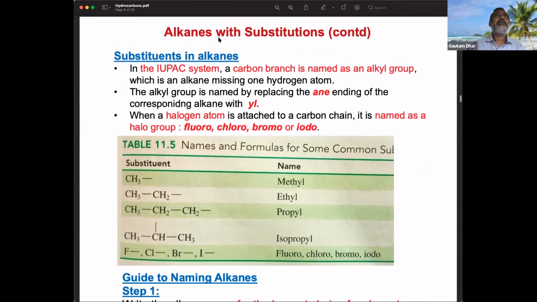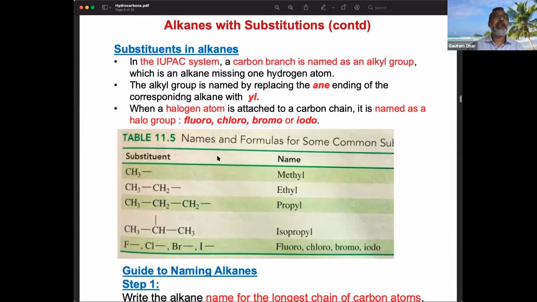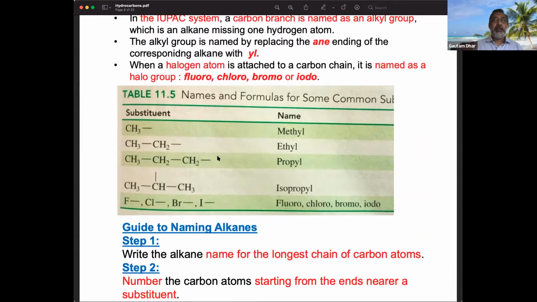Now, alkanes with substitutions. We can basically think of this as a branch. They can have an alkyl group, or they can also contain a replacement of hydrogen, like chlorine, bromine, iodine. We call these haloalkanes, halogens. These are the other types of groups that can be attached as a branch group. When there's a branching, we give the substituent name as methyl, with the -yl prefixes. So, methyl, ethyl, propyl, butyl.